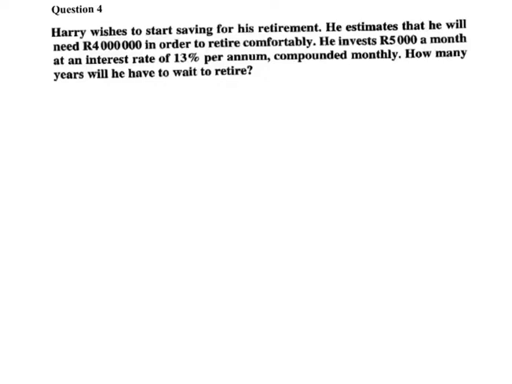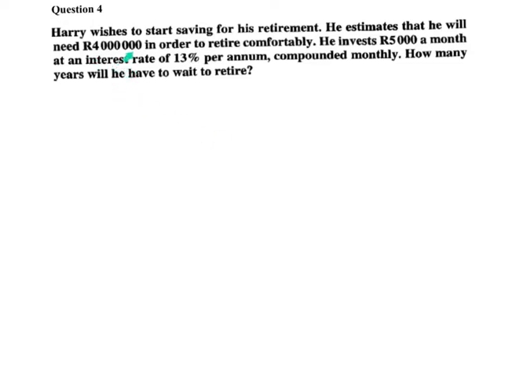Another typical question we have here is, so saving is going to tell me it's about the investment. So that's a key word. He estimates that he needs 4 million rands, you can see that's 4 followed by 6 zeros, so that he can retire comfortably. And he is investing 5,000 rands a month at 13% per annum, compounded monthly. How many years will he have to wait to retire?